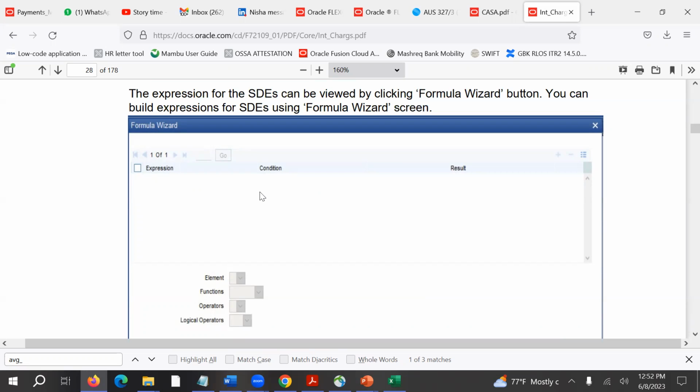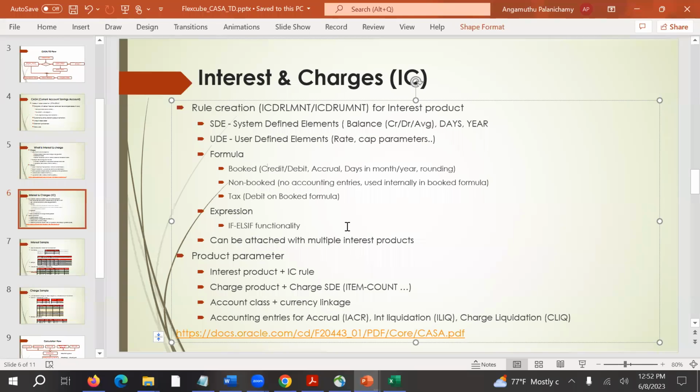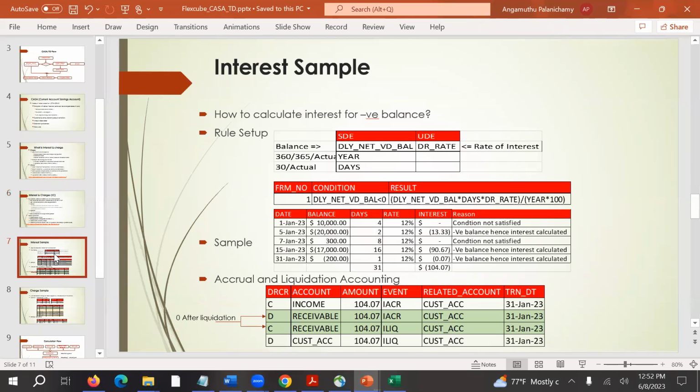If I have 3 conditions, only one result will get executed, because as you know, in if else if, whichever condition matches, only that result will get executed. So this is the sample thing.